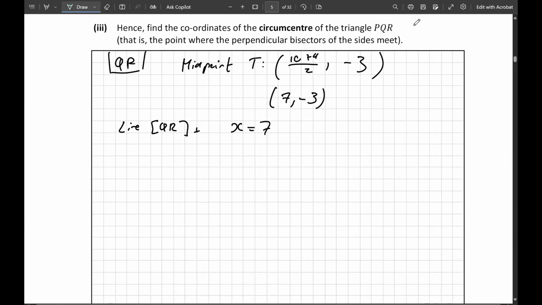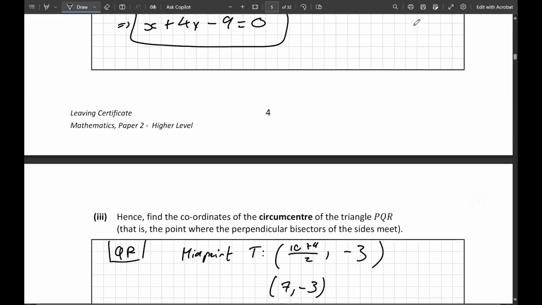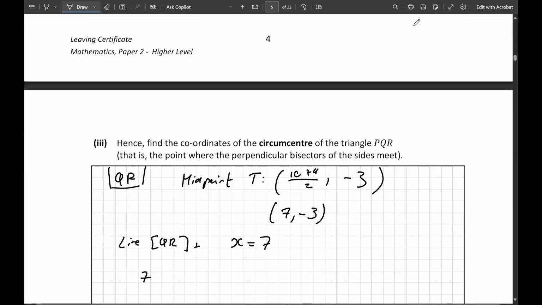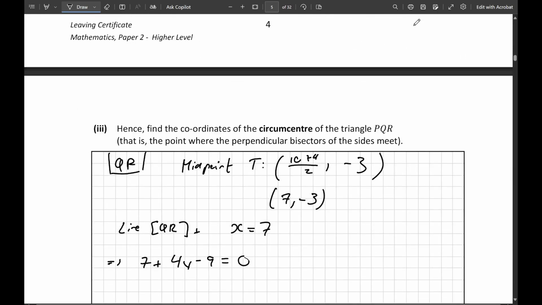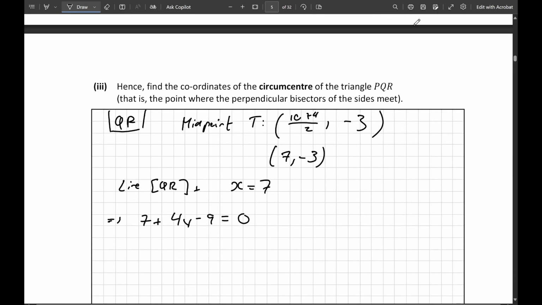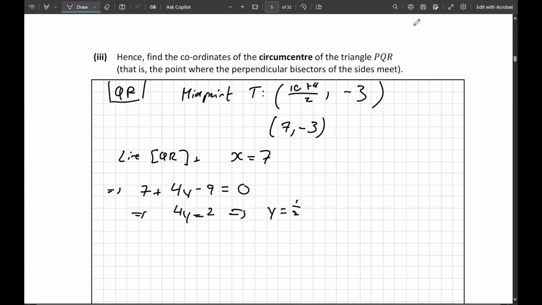So if x is 7, then we can sub that into the other perpendicular line. So 7 plus 4y take away 9 equals 0. 9 take away 7 is 2, so 4y is 2. So that further implies that y is a half. So the coordinates of the circumcenter are 7, 1 half.